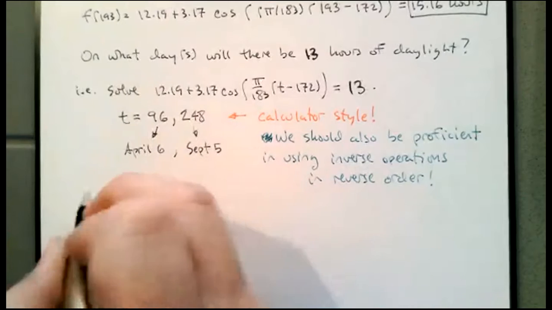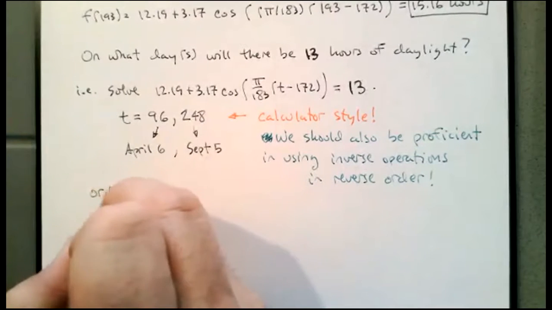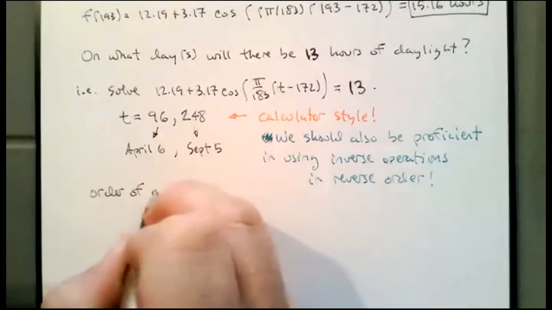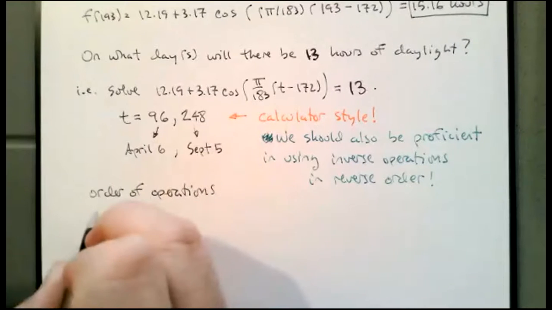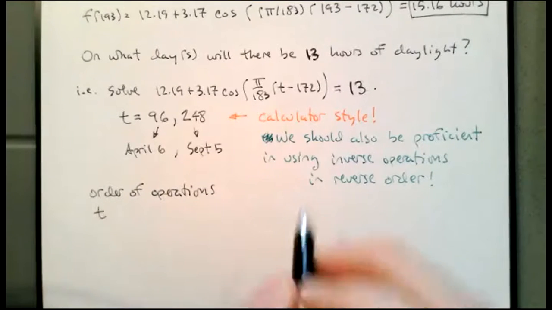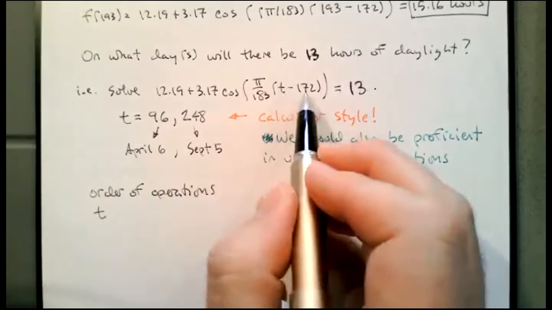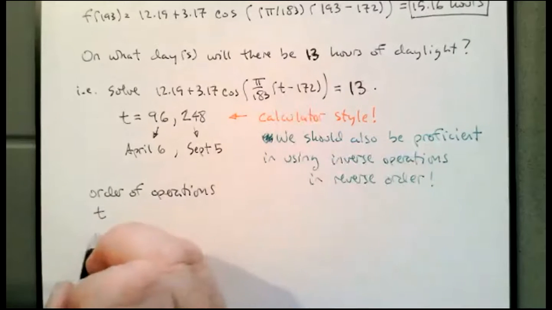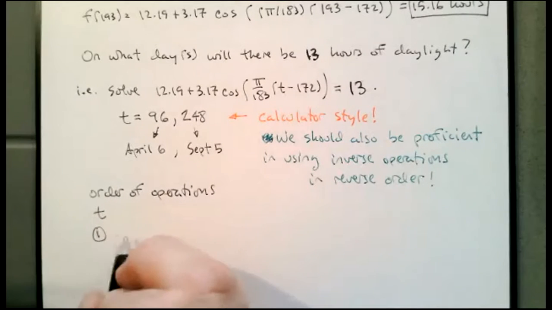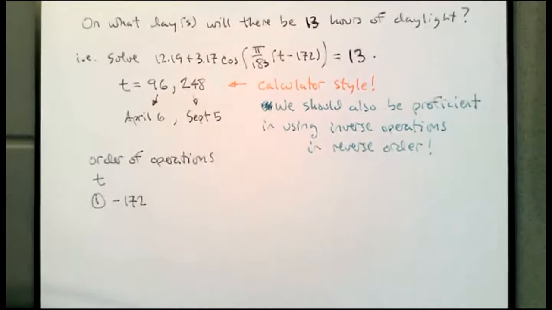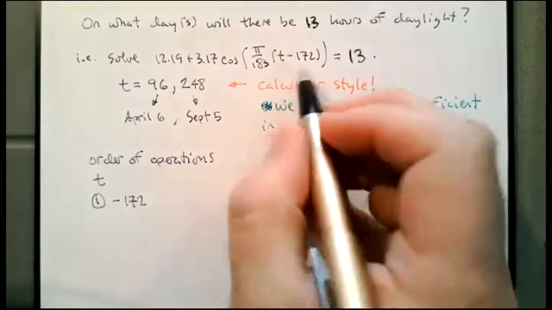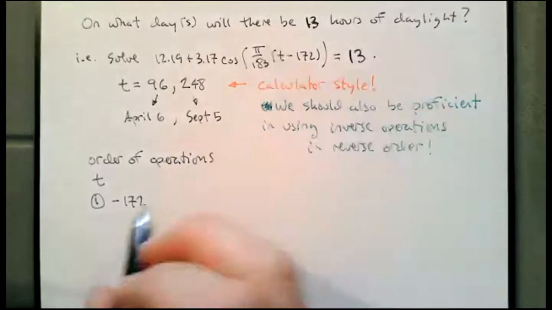Let's read the equation. If we start with a value of t, the first thing that happens to the t is we subtract 172. So I'm just going to make a shorthand note of what's going on in this equation. After we subtract 172, then we multiply by pi over 183.